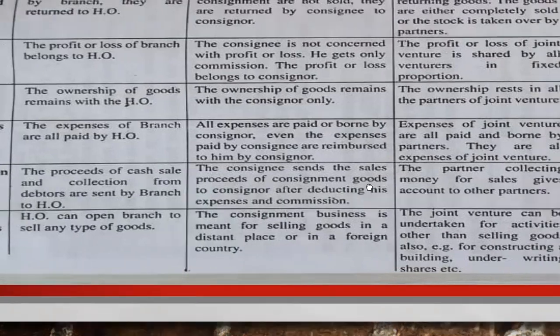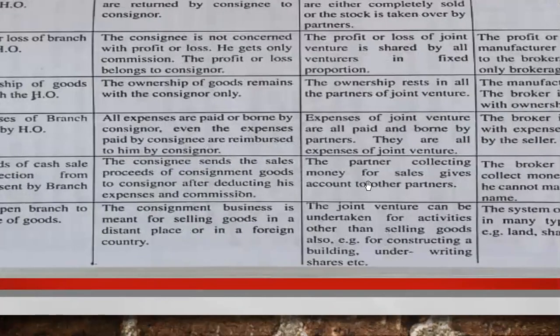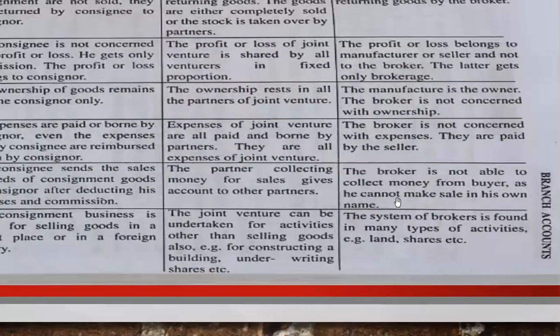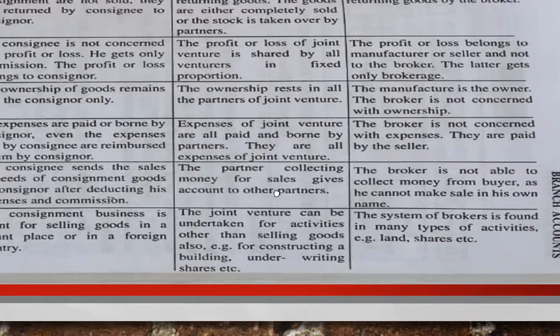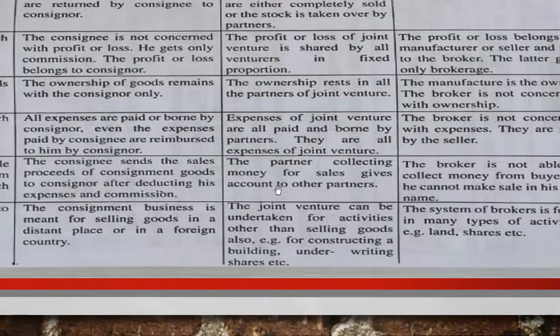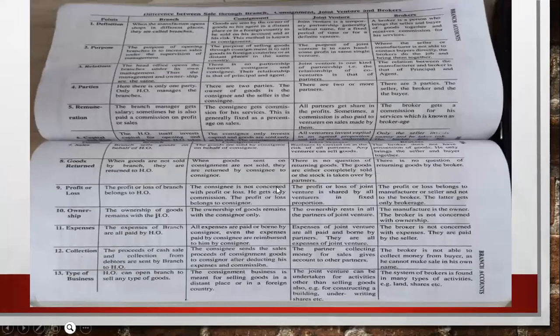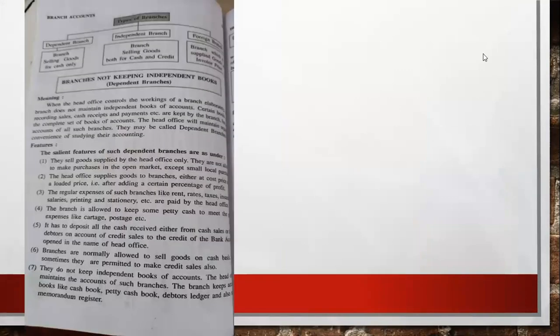In joint venture, they can do construction, underwriting of shares or anything else. And mostly brokers are found in activities like land, shares, etc. Okay? So this is the basic difference between consignor, branch, joint venture and brokerage. Types of branches.